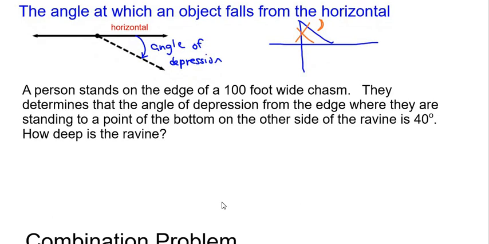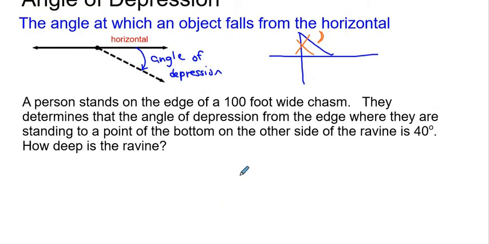So a person stands on the edge of a 100-foot wide chasm. A chasm is like the Grand Canyon. They could have called it the Grand Chasm. So there's a gap here, and this gap is 100 feet wide. They determine the angle of depression from the edge where they are standing to a point at the bottom of the ravine, another word for chasm, is 40 degrees. They're basically looking down to the bottom here. Just don't put the 40 here. Keep in mind that this 40-degree measurement goes here.